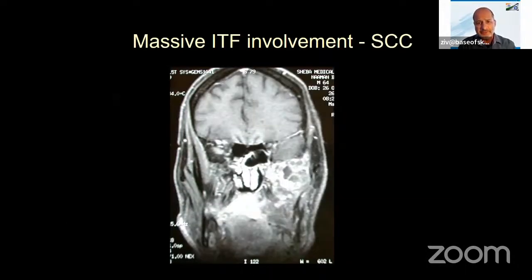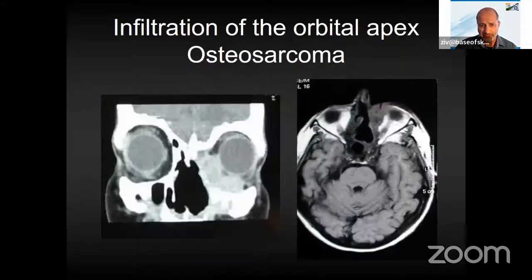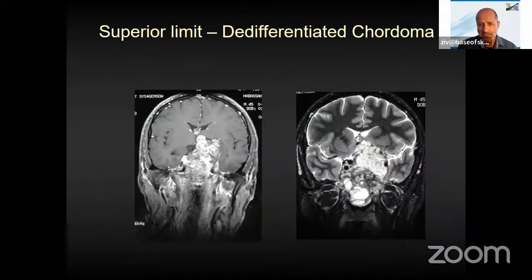Massive infiltration of the infratemporal fossa and massive infiltration of the dura are also a contraindication, in my opinion, for endoscopic resection. We talked about orbital apex and orbital infiltration. In this example, you can see we could approach the tumor and remove the tumor endonasally, but because the orbit is infiltrated, the patient needs to undergo orbital exenteration, and therefore an endoscopic approach is not feasible.